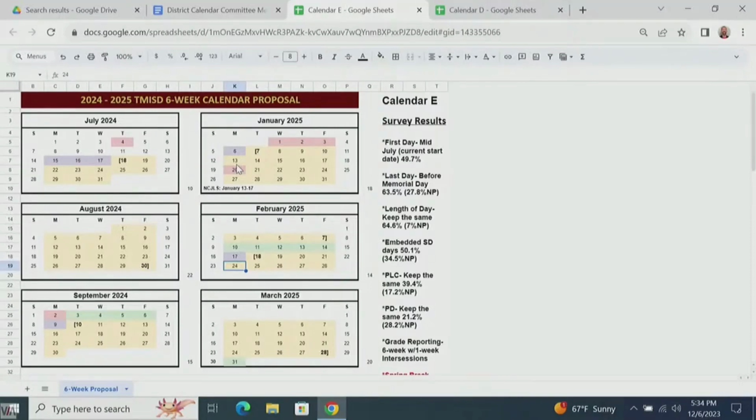I will tell you this, in our second year with intercessions, that 8 days back was wild last year. That was crazy to me, and crazy to my kids too. They were like, oh, we already have another break. So I'm just glad that none of these have that, and I am happy with any calendar we pick.